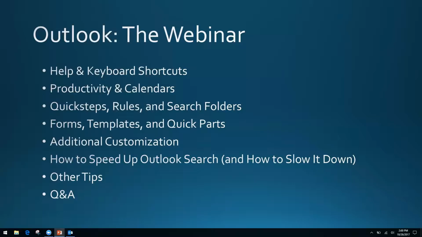We're going to go over some keyboard shortcuts and how to best use the help option for people who are brand new to Microsoft Outlook. We're going to go over productivity and calendars, quick steps, rules, and search folders, forms, templates, and quick parts. We're going to look at some additional customization options, how to speed up Outlook search and how to slow it down. We're going to touch on some other tips that don't quite fall into the categories above. And then after everything is said and done, we will take your questions.